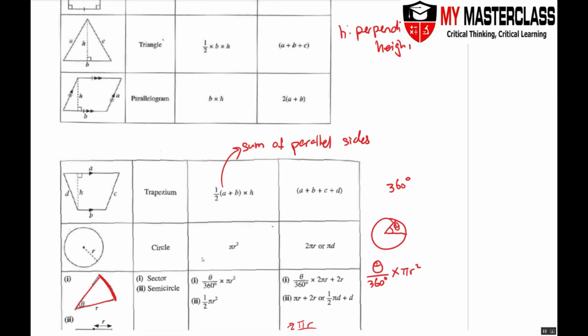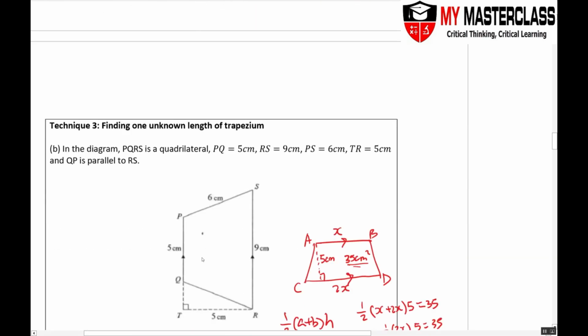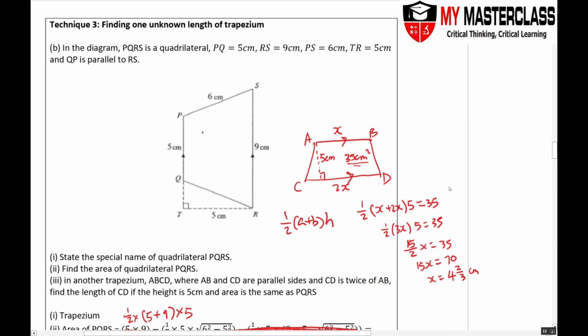And then if you are given a question where the diagram is not given out or drawn out for you, do what I did for you in technique 3 or example 3. Draw out the diagram on your own. Make your life easier so that you don't have to constantly be visualizing. You can just see from the diagram that you have drawn.